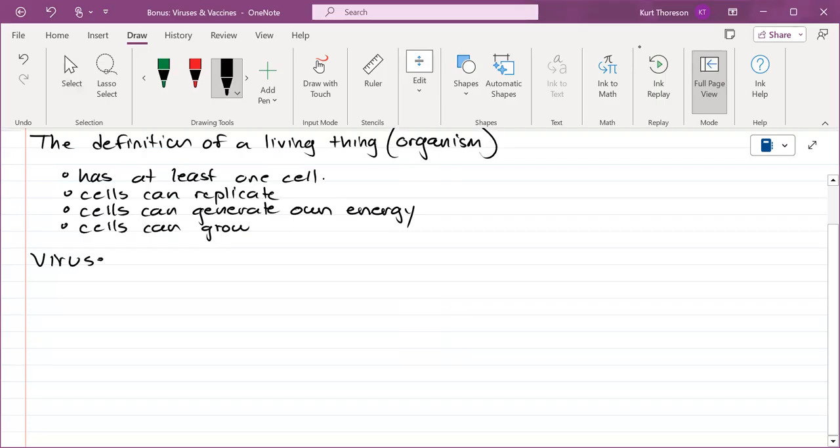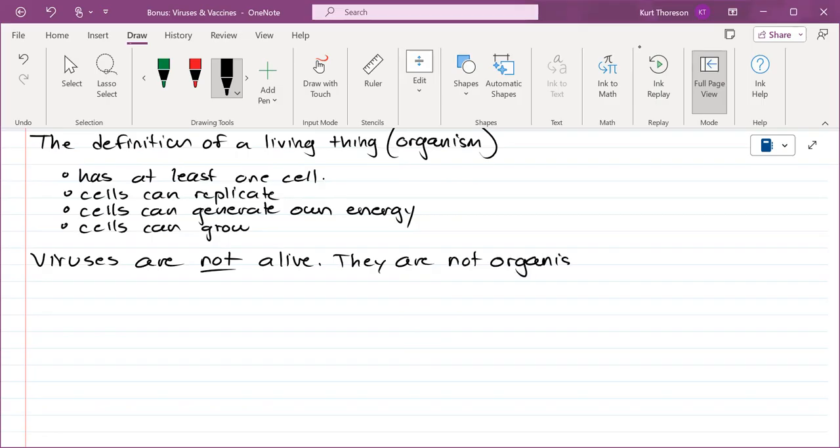Viruses are not alive. So they are not organisms. A virus is considered an obligate parasite.